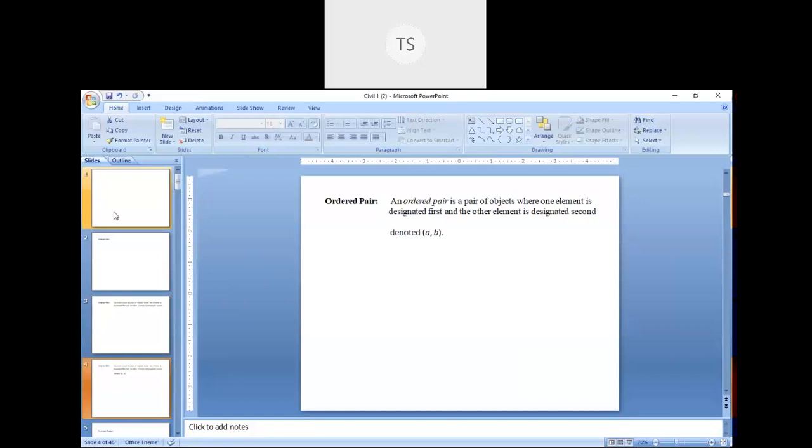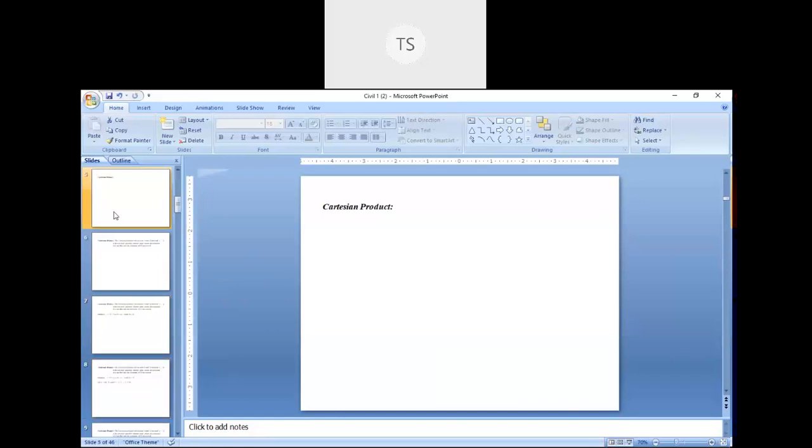To denote any ordered pair, I will use the round bracket. And to denote any set, which bracket do we have to use? The curly bracket. And to denote an ordered pair, the round bracket. Now, Cartesian product. What is Cartesian product? The Cartesian product of two sets. Always remember, the Cartesian product of two sets A and B. For Cartesian product, you need at least two sets.